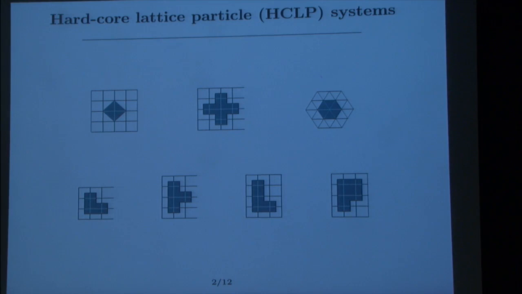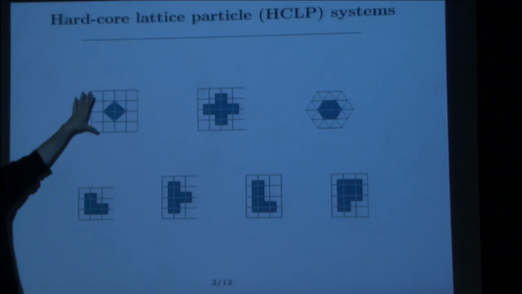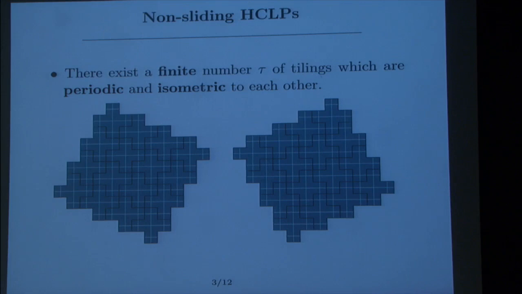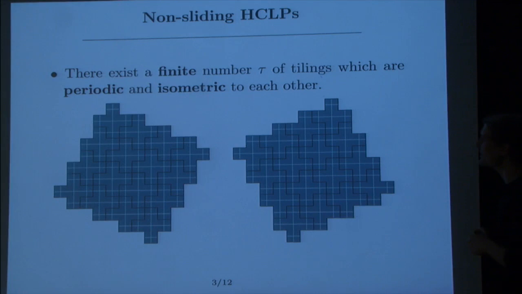Okay. So these are examples. Let me tell you what this criterion is, what conditions I require for my lattice models for us to be able to prove a crystallization transition. We call these models non-sliding hardcore lattice particle systems. HCLP stands for hardcore lattice particle systems. The non-sliding aspect should be clear in the next slide.